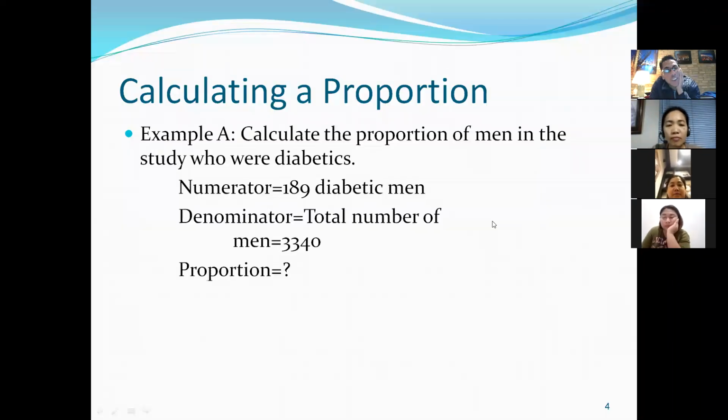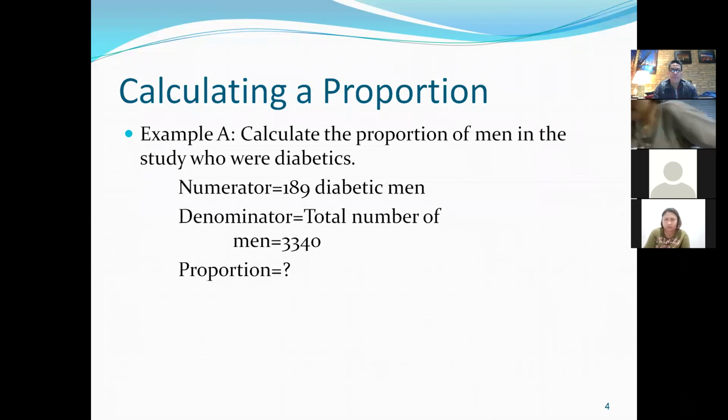So calculating a proportion, another example here. So get your pen and your calculator. Calculate the proportion of men in this study who were diabetics. We have the numerator, 189 diabetic men, and the denominator is the total number of men. That's 3,340. So what is the proportion of diabetic men?